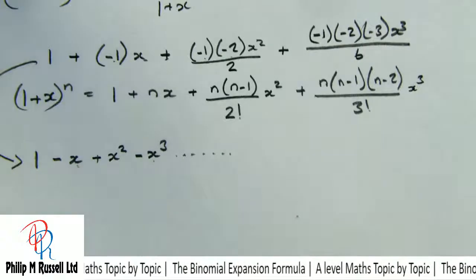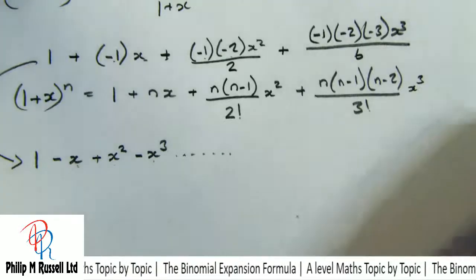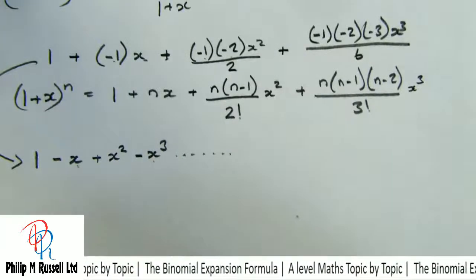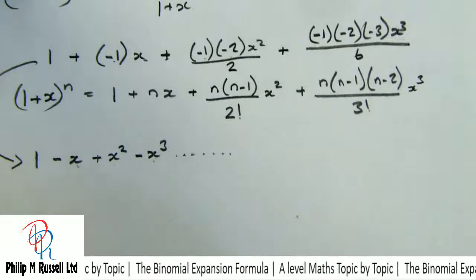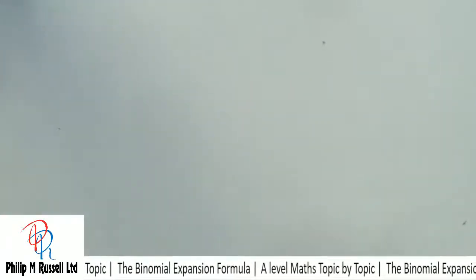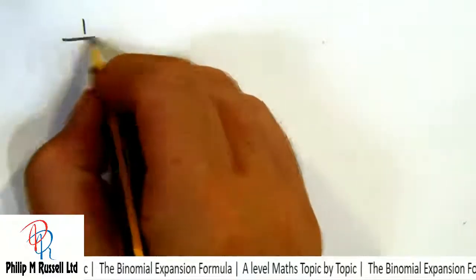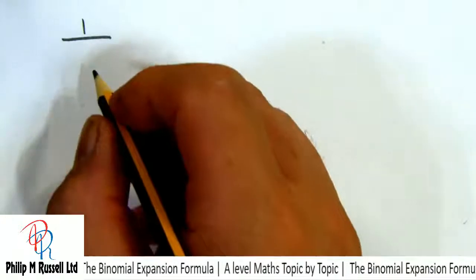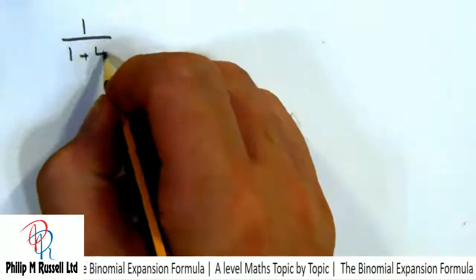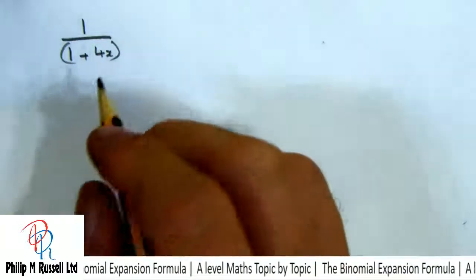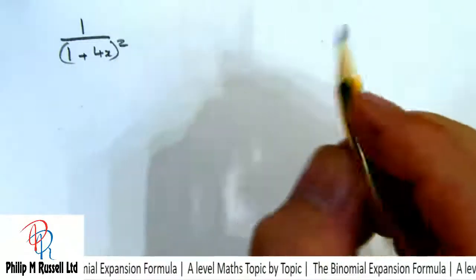They're not going to give you nice ones, are they? They're going to give you horrible ones to try and do. So let's have a look at the sort of thing that they might give you to try and do. And what they're going to give you to do is something like perhaps 1 over, let's choose something, 1 plus 4x. There we are. And you could have that squared perhaps.